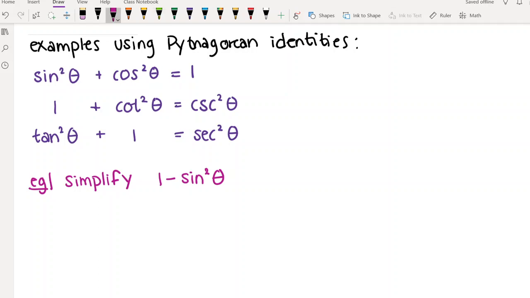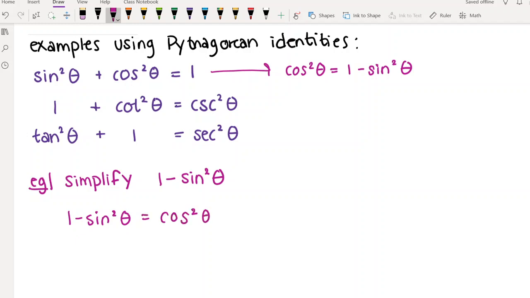So in this case, we would want to look at this top one because we have sine and we have 1 and say, well, if this first equation is true, then it should also be true that if we subtract sine squared from both sides, we get cosine squared of theta is equal to 1 minus sine squared of theta. And so that tells us that 1 minus sine squared of theta is the same thing as cosine squared of theta. So that is our simplified version.